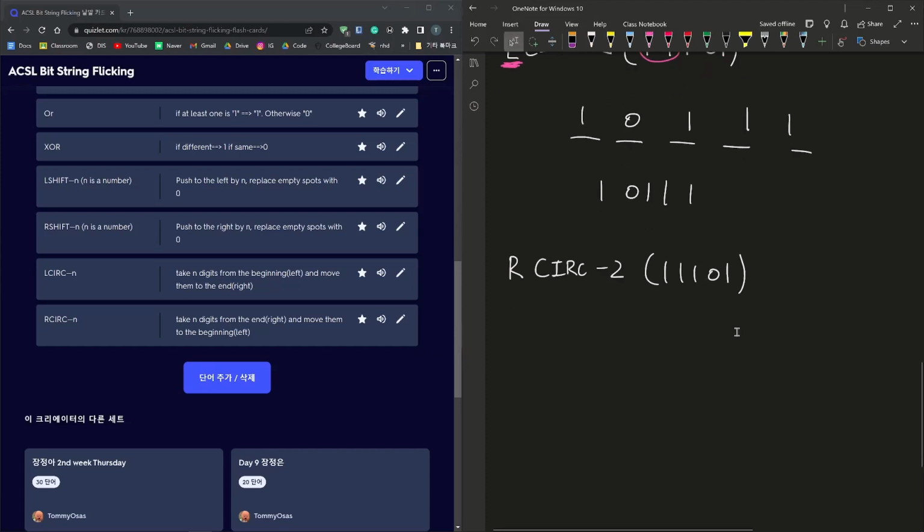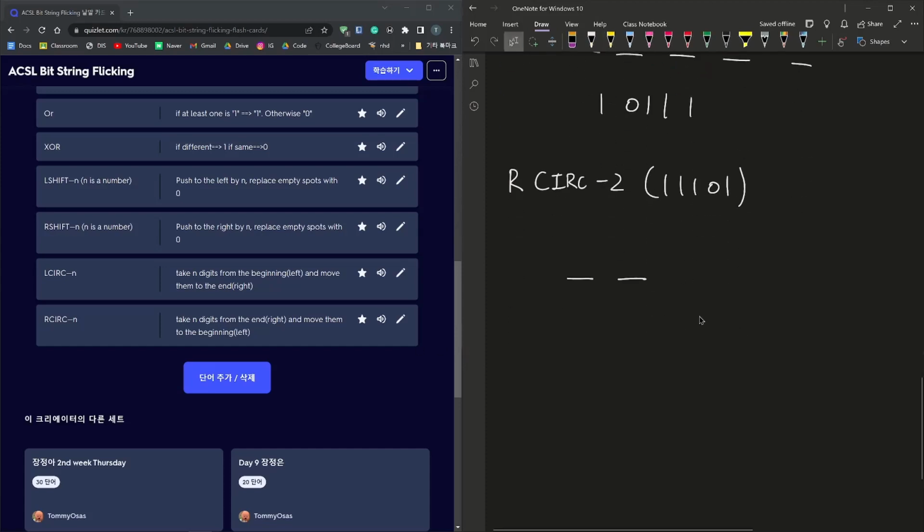1 1 1 0 1. Okay, again, let's say we have 1 2 3 4 5 spots, 1 1 1 0 1. We're going to push this right by 2, same thing as R shift, 1 2, right? But we're going to use these 2 digits and replace the empty spots. This is the same thing as taking 1 1 1 0 1, taking 2 digits from the right and moving it to the left. 2 digits from the end and moving it to the beginning. 2 digits from the right and move to the beginning.